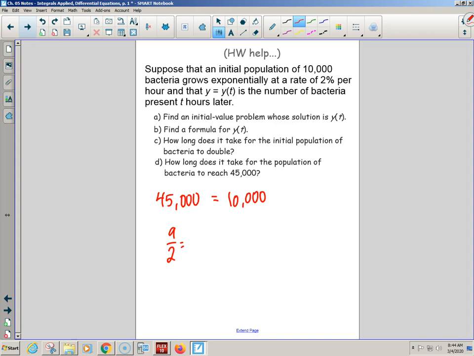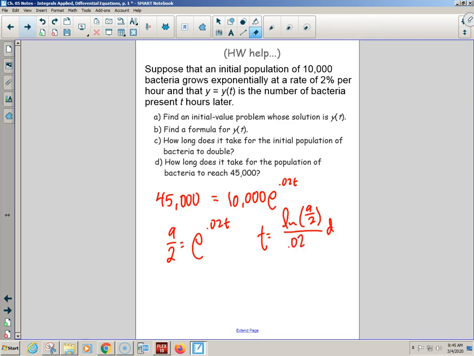They could have even told you something like, hey, when is it 450% what it was? Or 4.5 times bigger? Either way, we still have that e to the kt. And that's going to be my e to the kt. So isn't my time just going to equal ln of 9/2 all over 0.02? Not days, sorry, hours.